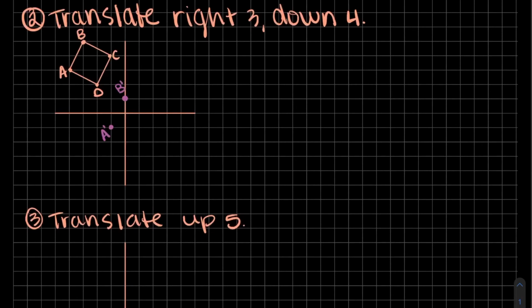And we're going to go to C, move right 3, down 4. New C is called C prime. And then finally point D, move right 3, down 4. This point is the new point D, so we're going to call it D prime. The final step, connect your points. And this gives us our new shape after it has been translated right 3, down 4.